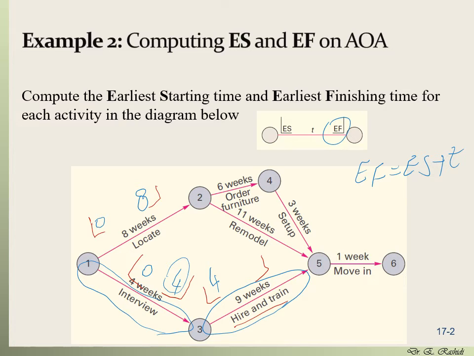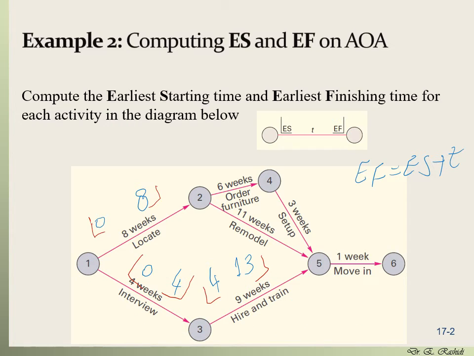And the earliest finish would be earliest start 4 plus t here, which is 9. That's how long it takes to complete hiring and training. So that's 4 plus 9, which is 13. So I'm going to put 13 here.